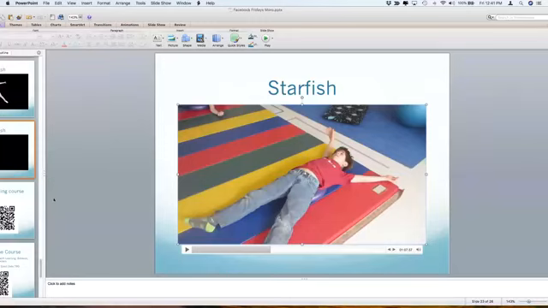So if you're a teacher, you can do it in a group setting too. I put the metronome on.